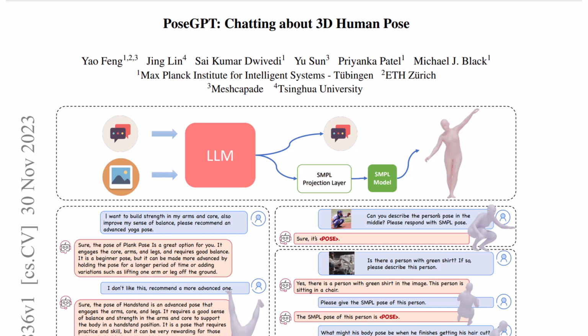In this video, I'd like to talk about PoseGPT: Chatting about 3D Human Pose, submitted to arXiv on November 30, 2023. The paper is about adding the ability to large language models to output 3D human pose in addition to the text. But before talking about this paper, let me give you a quick background.